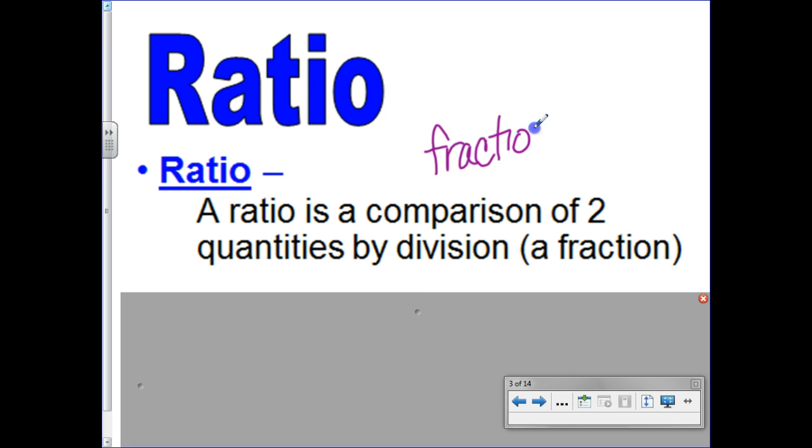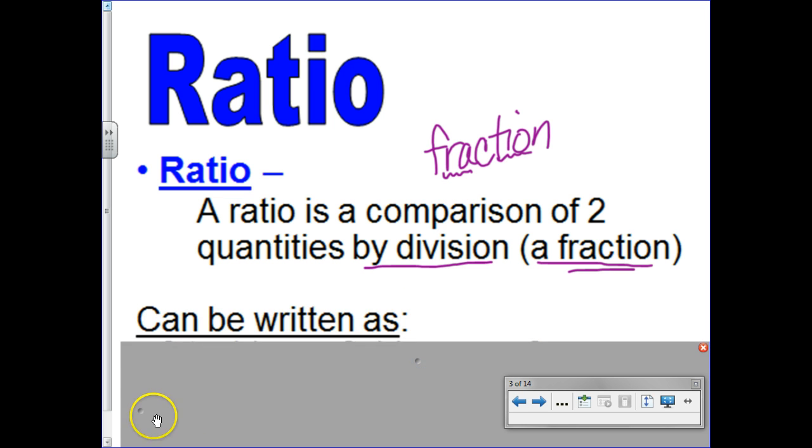Fraction. And the cool thing is that the word ratio is actually hidden inside the word fraction, which I think is a totally cool English thing that ties into math here. So basically, you just remember that a ratio is really a fraction. Now, the way they defined it, it could be written as any type of division, and there are a few different ways that we can write a ratio.